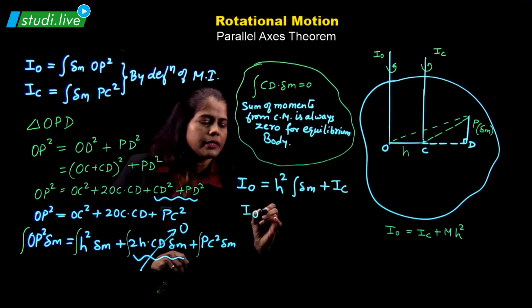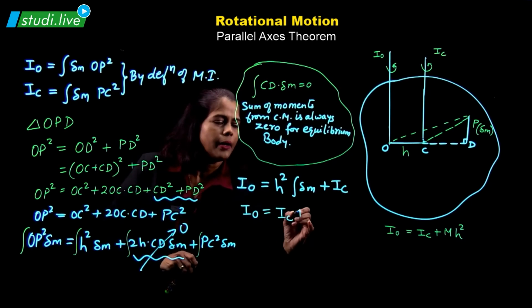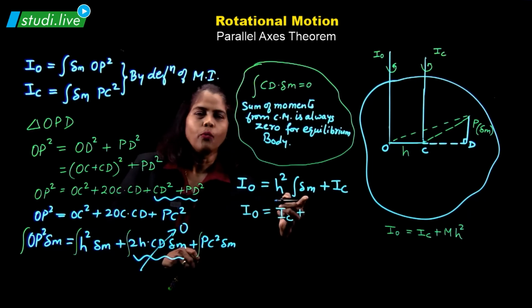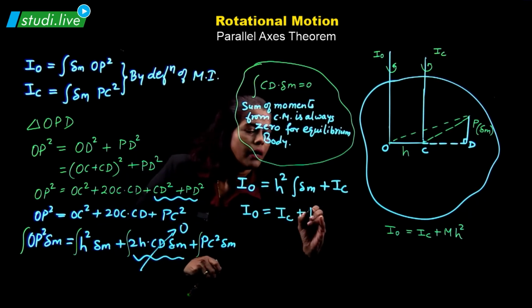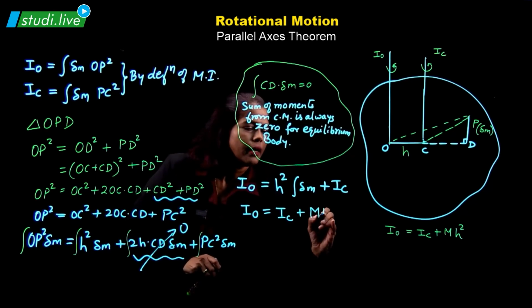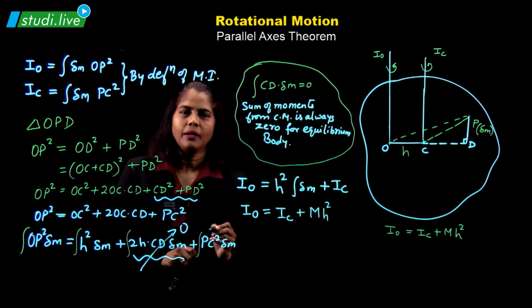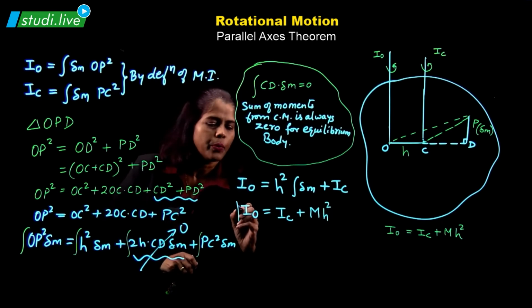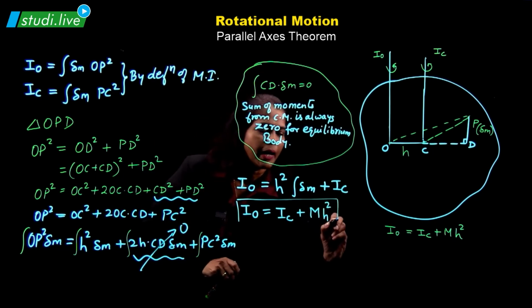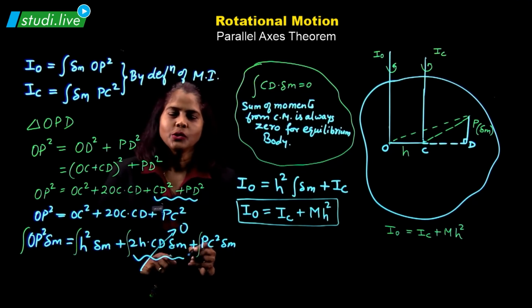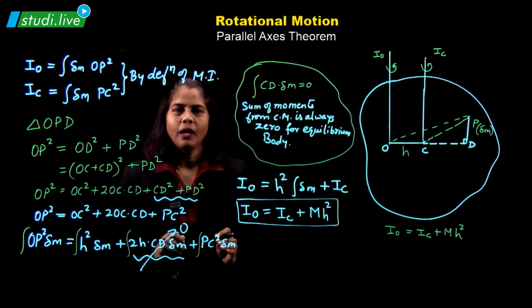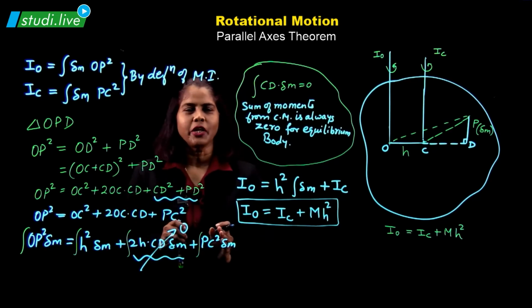Now, finally, I get here IO. I'll just rearrange it. IC plus. Now, what is integration of delta M? It is the total mass. So, I'm going to write here total mass of the body and H square, right? Which is the proof of parallel axis theorem. Right, students? So, this is the derivation we have done. I hope you have understood the complete derivation.